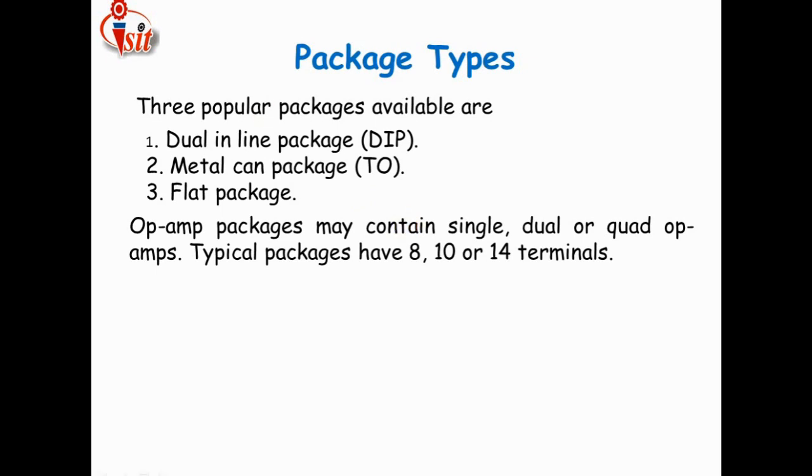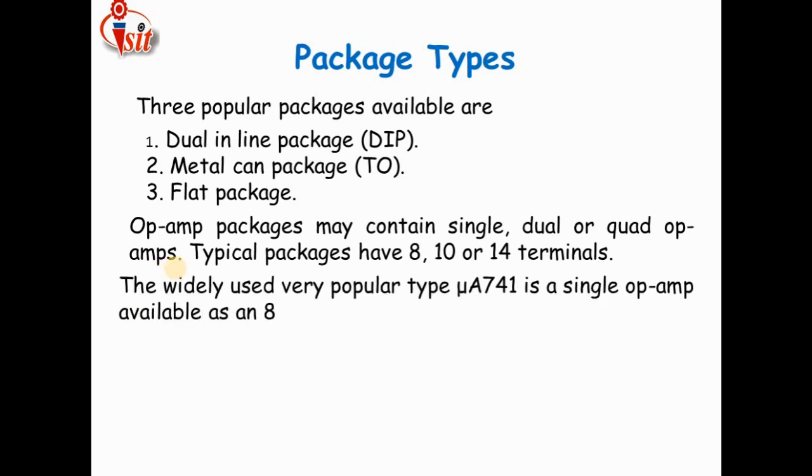Op-amp packages may contain single, dual or quad op-amps. That means single means only one, dual means two, and quad means four. Typically packages have 8, 10 or 14 terminals. That means ICs available in the market for op-amps have 8 pins, 10 pins, or 14 pins. But earlier I told you that only 5 terminals are usually and frequently used in every IC, and the rest of the pins are used depending upon the type of application, the type of manufacturing, and where we are going to connect that op-amp. Depending upon that, the pin number occupation is dependent.